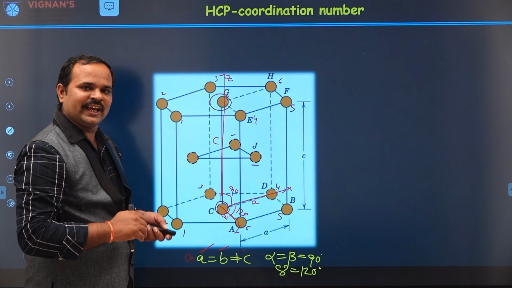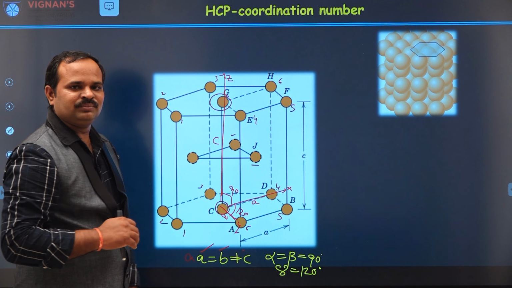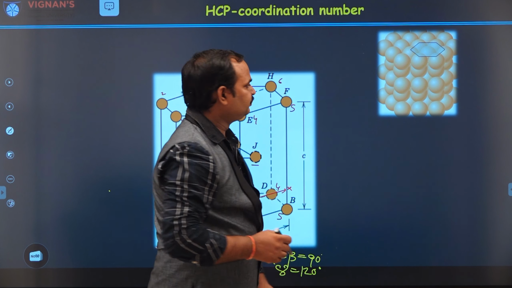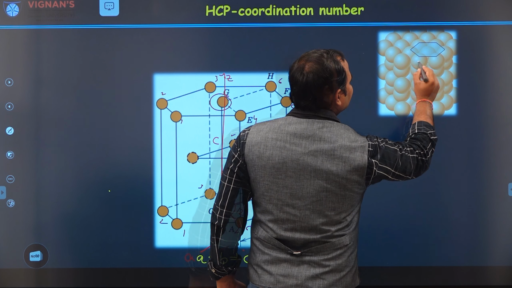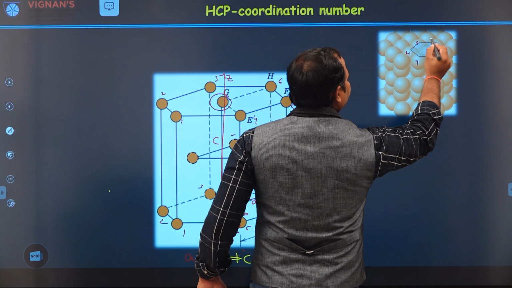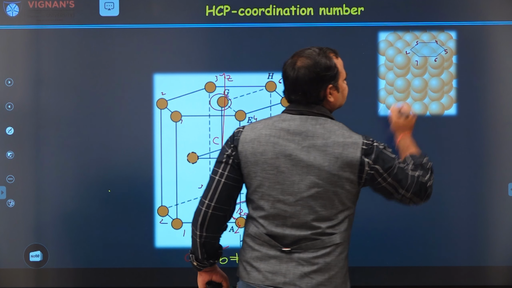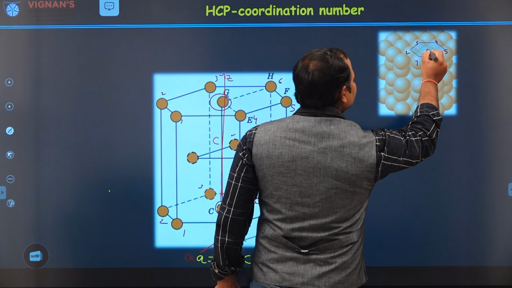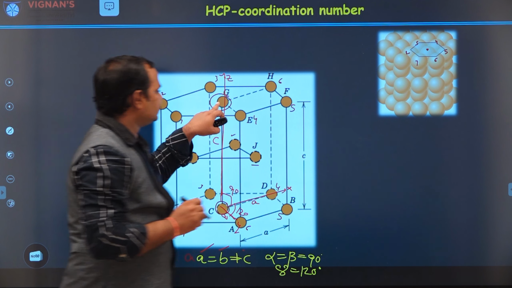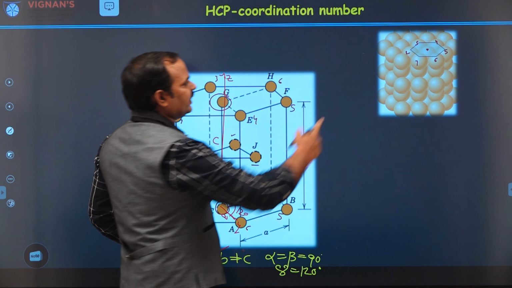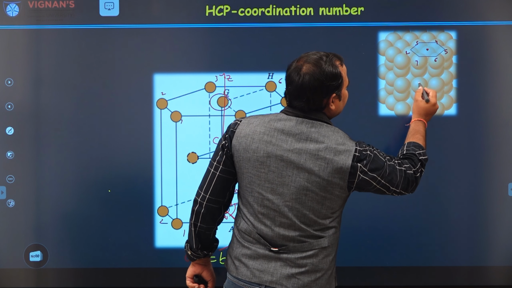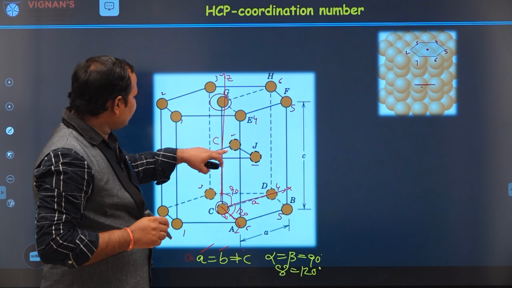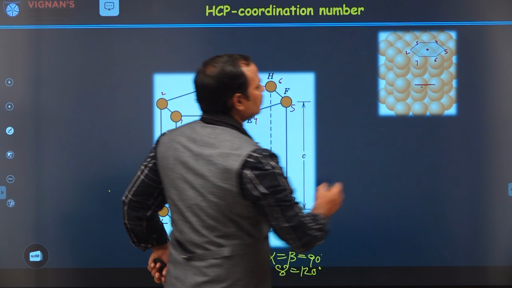But if you see in the real case, the atoms look this way. You can see all the atoms are in contact with each other. Here you can see this is the first atom, 1, 2, 3, 4, 5, 6. Those 6 atoms form a hexagon with a center atom. This is the center atom. That is the top layer, and the bottom layer is lying here with the same structure, and the middle layer has the 3 atoms.